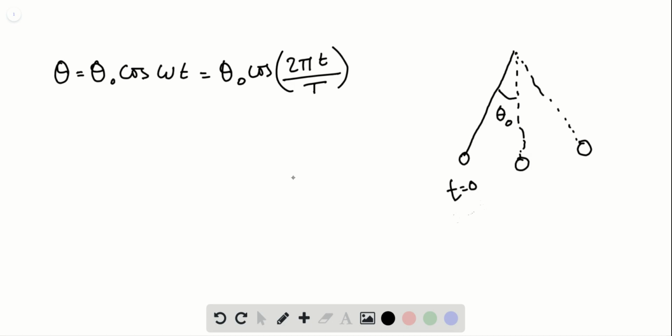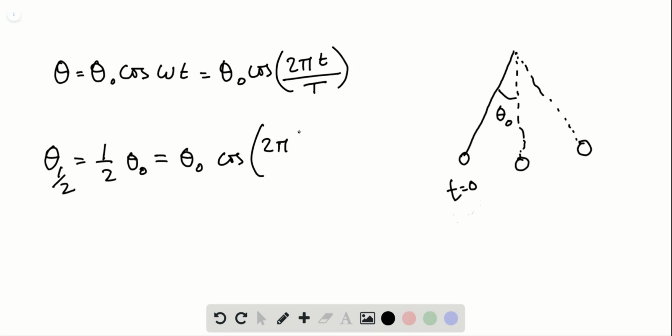Now we can solve the time for the position to decrease to half of the amplitude. So that means when theta is 1/2 of the initial amplitude, that's going to be half of theta 0, which is theta 0 cosine 2 pi t half. Oops, that's t 1/2 divided by big T.